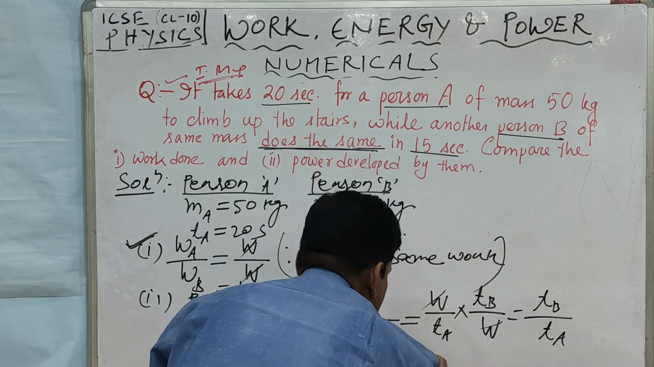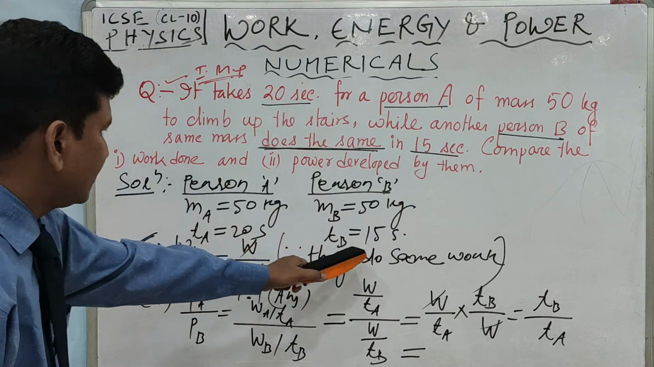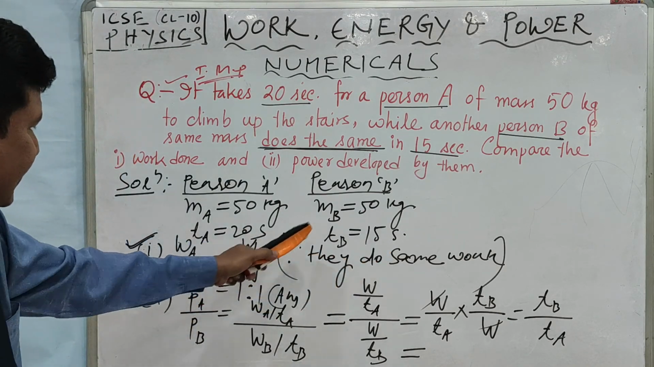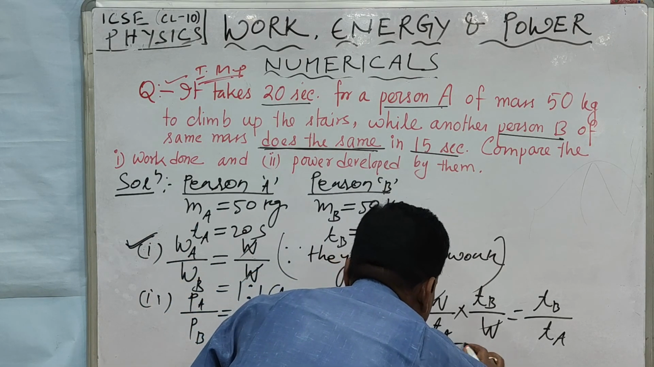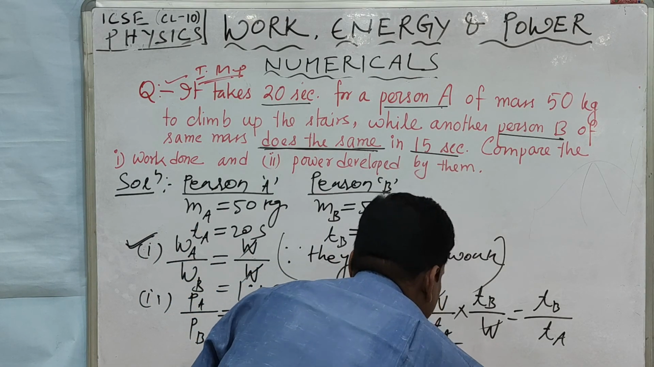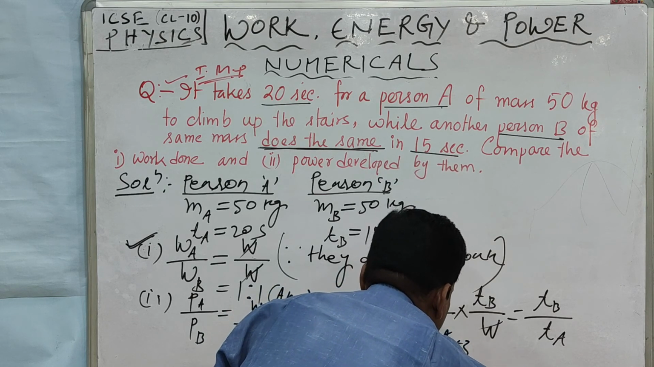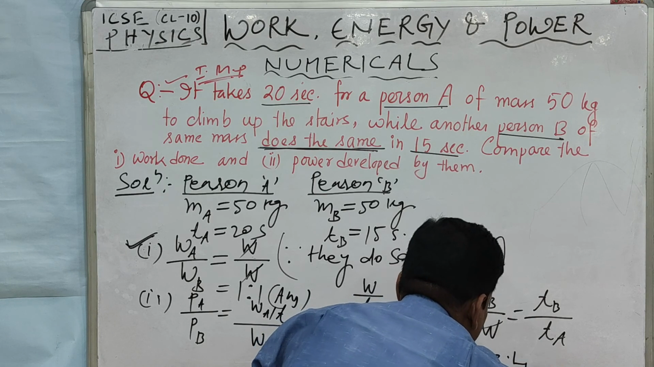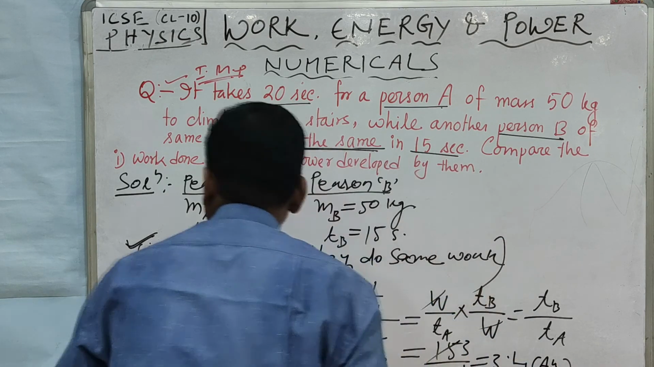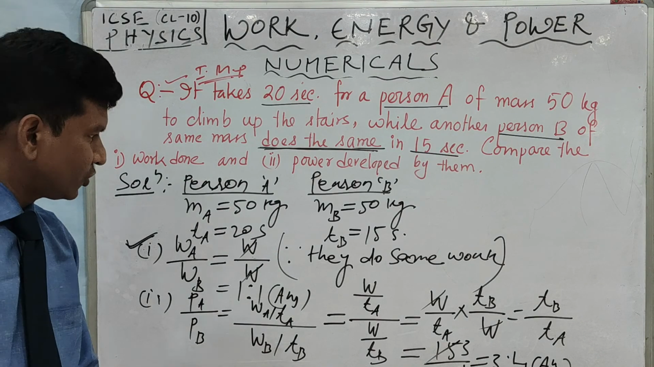So what is the value of TB? It is given already. TB is equal to 15 seconds and TA is equal to 20 seconds. So now it is 15 divided by 20. So 5 threes are 15, 5 fours are 20. Therefore it comes to 3:4. So the ratio of the power developed by both will be 3:4.